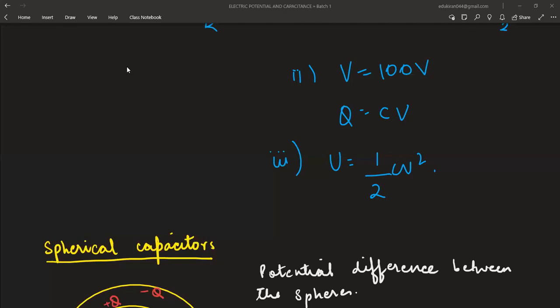Ma'am, what do we use as SI unit in the third case? Energy. So joules.